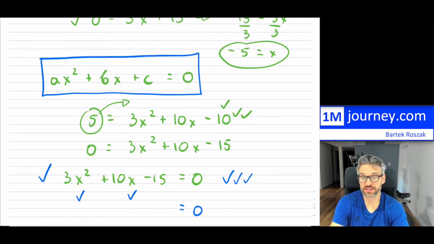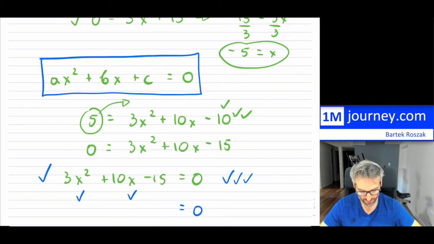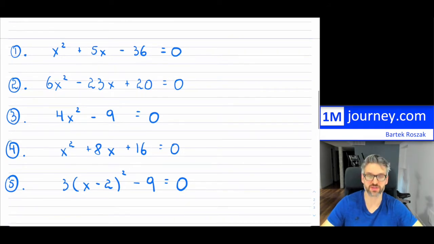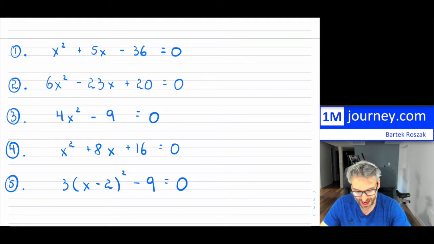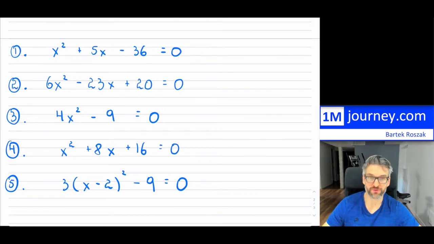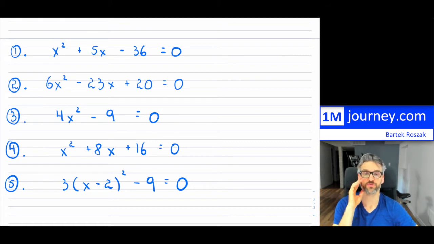And unfortunately, sometimes the factoring might not work, and then you need another tool to be able to solve these equations. I'll present that in a future video. But for now, let's take these equations. I have 5 equations here, and let's see if we can solve for x in these equations so that when we substitute x back, the equation is going to equal 0.